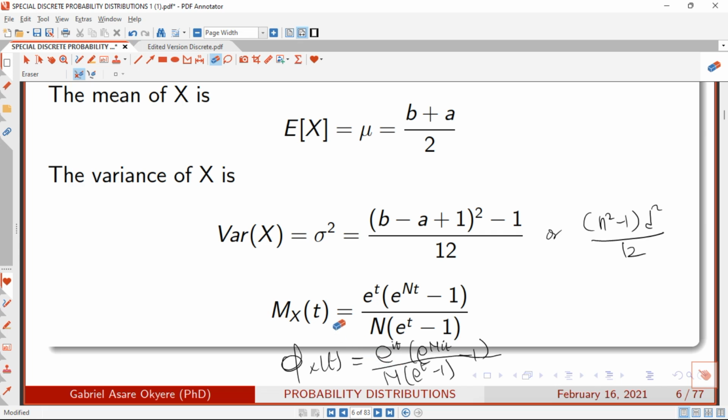So the only difference between the moment generating function and the characteristic function for the discrete uniform distribution is the introduction of the i's, right? You can see that here it is e raised to the power i times t, but there it was e raised to the power t. So anywhere we see the t, we include i in that place to represent the characteristic function for the discrete uniform distribution. So this is the basic knowledge that you have to know about the discrete uniform distribution.